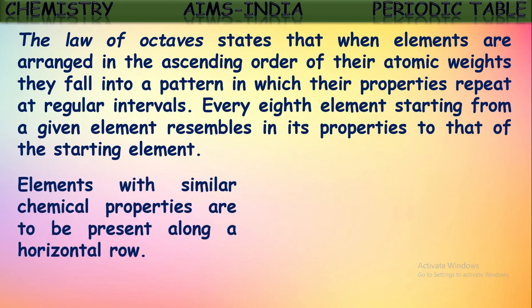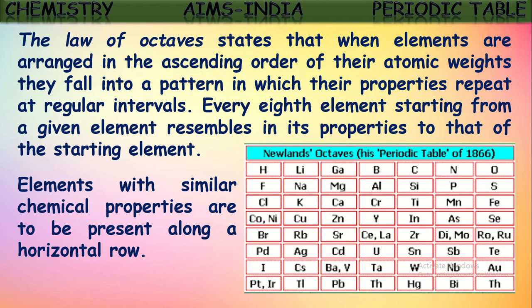So elements with similar chemical properties are to be present along a horizontal row. In this way, he arranged a table with the repetition of chemical properties from element to element. The element which is getting similar chemical properties with the previous element, he wrote down to that. For example, if you see lithium, for lithium, the consecutive eighth element is sodium. If we count from here 1, 2, 3, 4, 5, 6, 7, and 8. So for lithium, the consecutive eighth element is sodium.